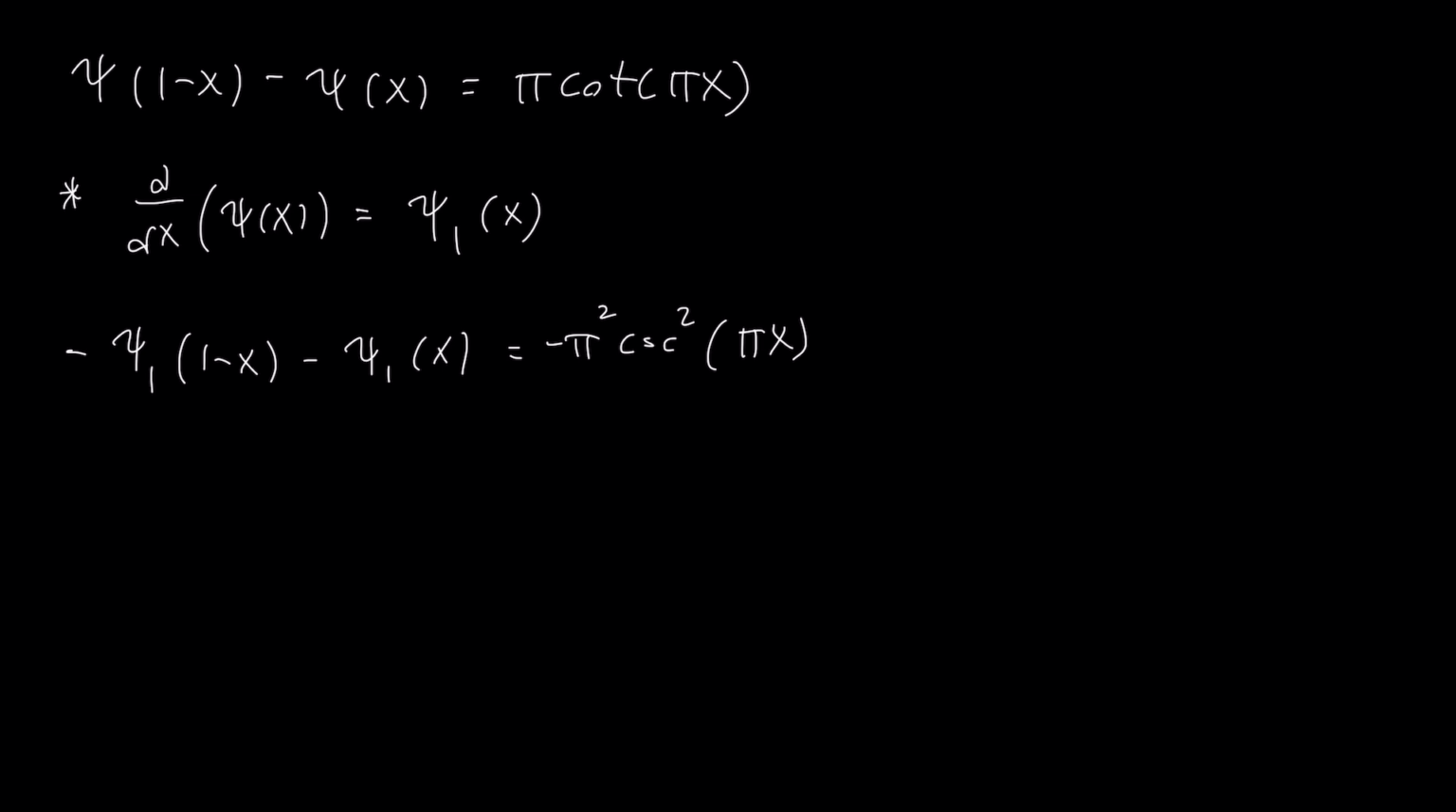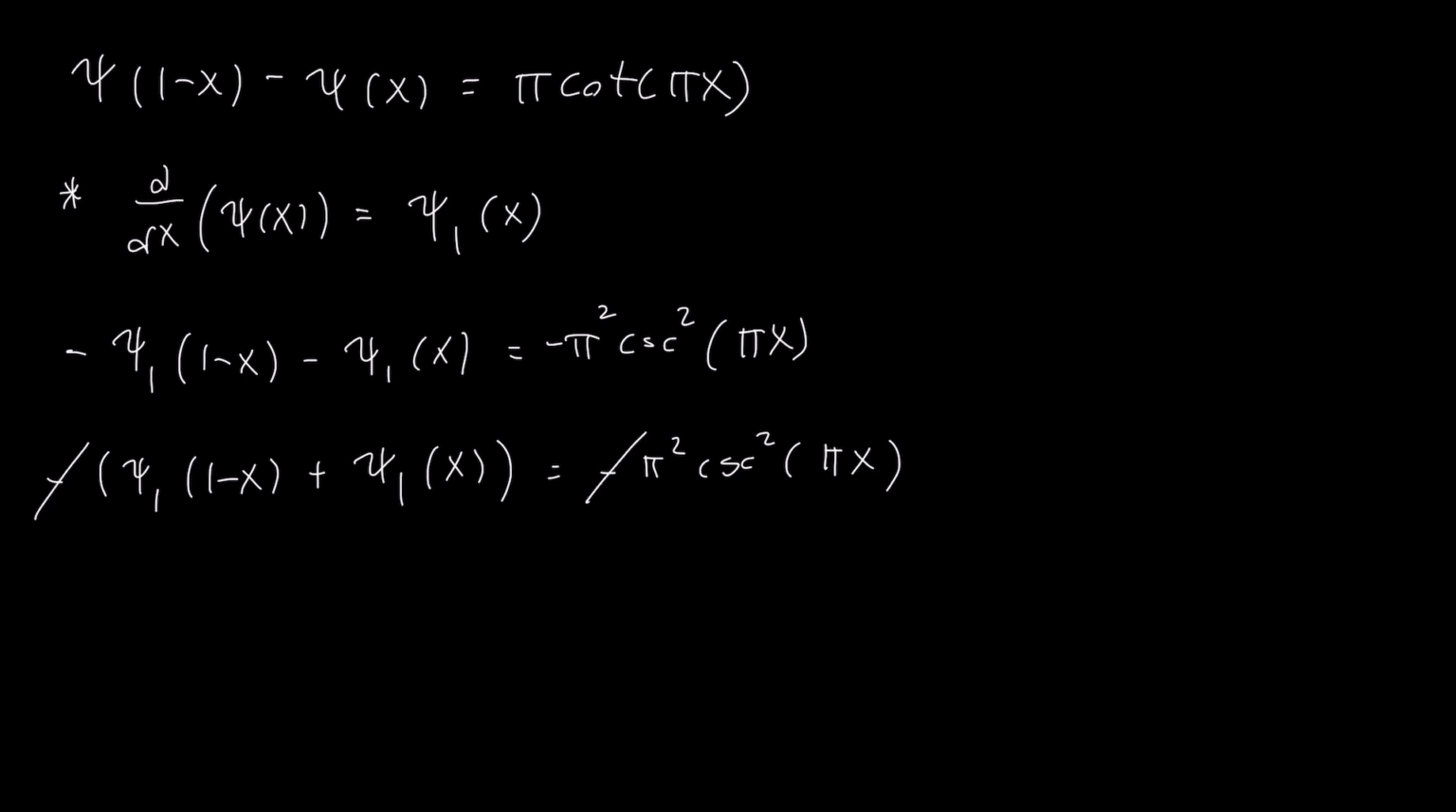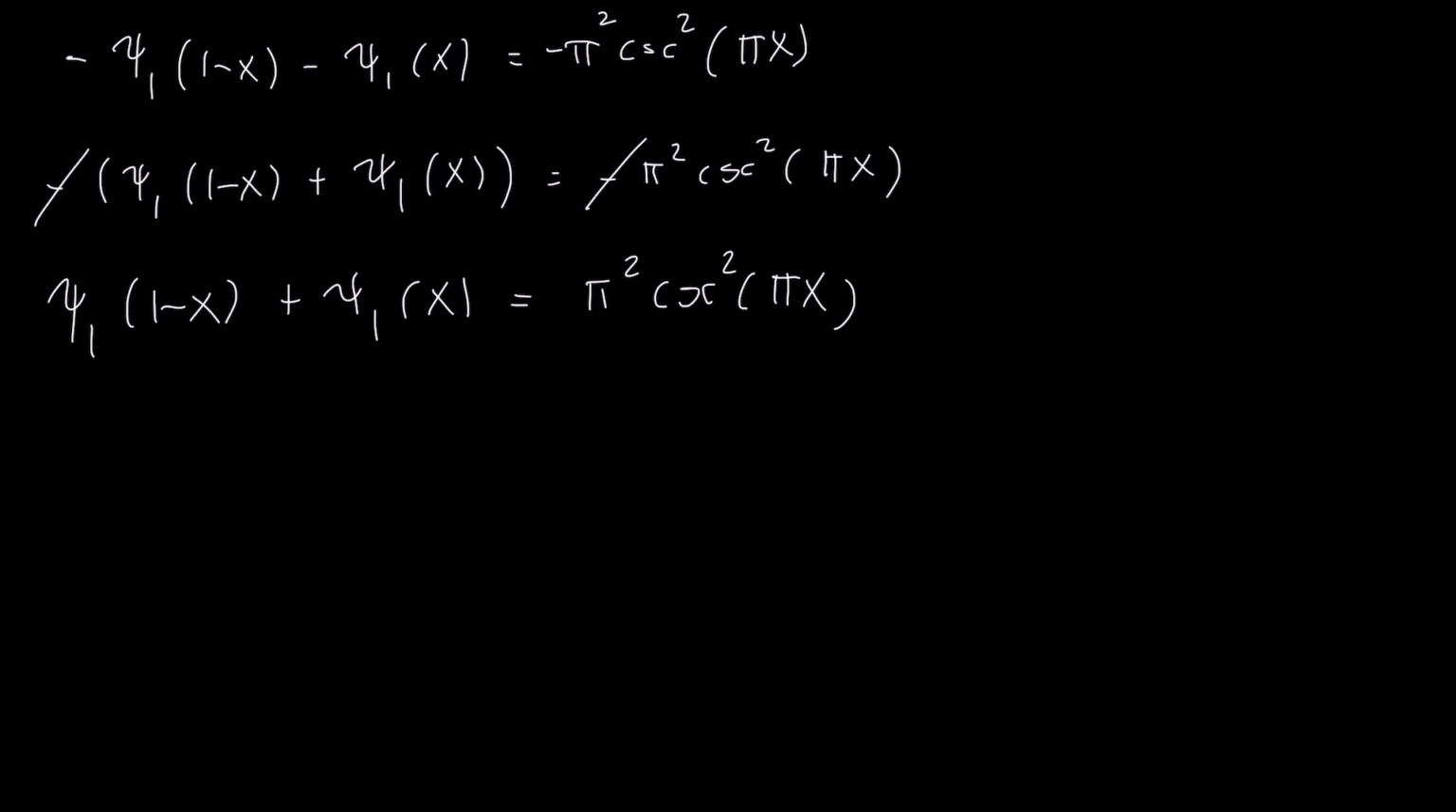And I could factor out a negative, so we have a negative trigamma 1 minus x plus trigamma of x is equal to negative pi squared cosecant squared of pi x. So we could get rid of that. And now we have that trigamma 1 minus x plus trigamma x is equal to pi squared cosecant squared of pi x.